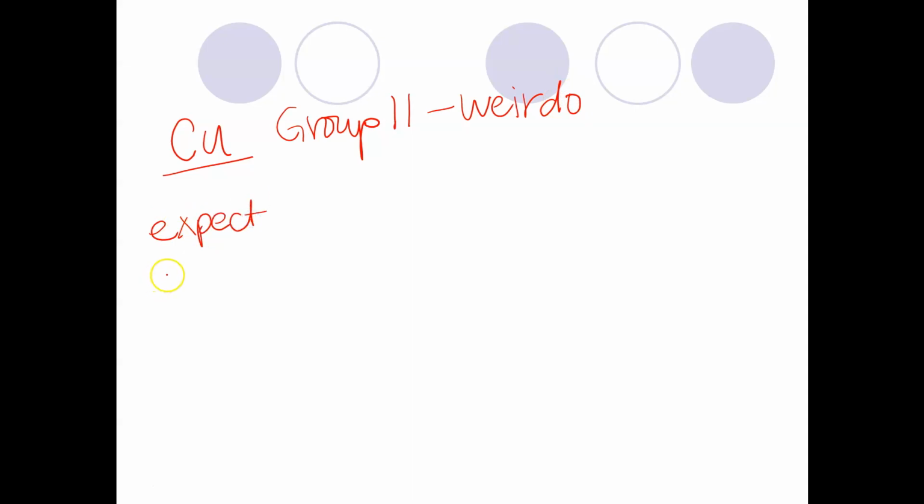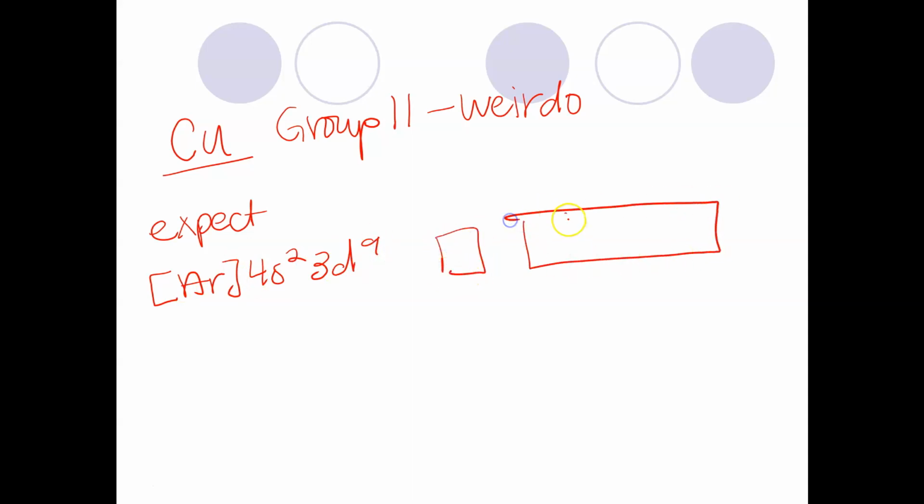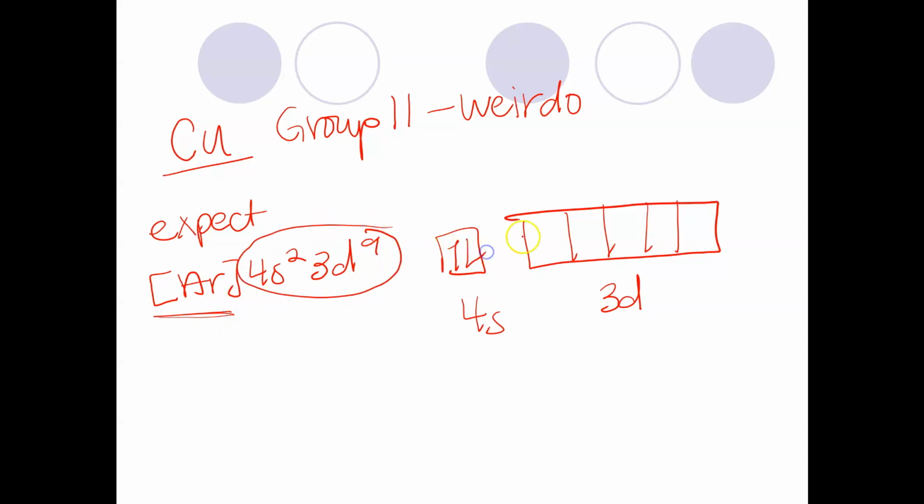So if we do it the noble gas way, we'd start with argon. Then we'd say 4s2, 3d9, which if we draw the orbital diagram, and just so you know, when we draw orbital diagrams for elements that we use the noble gas configuration for, we're just going to draw the orbital diagram for the things that are after it. Otherwise, it would just take forever to draw all the boxes and arrows. 4, 5, 6, 7, 8, 9. There.